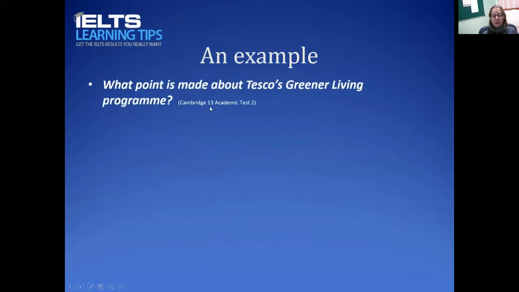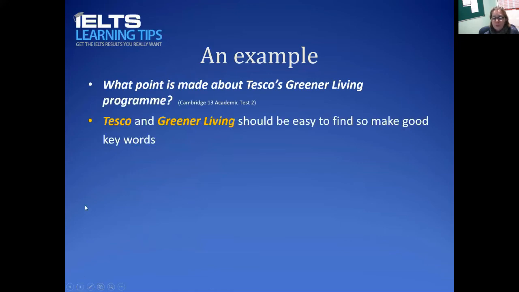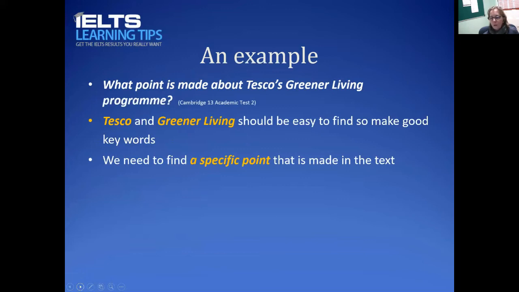Okay, so here's an example. So this is again from Cambridge 13. I know it's in the academic test, and it's reading 3. So what point is made about Tesco's Greener Living programme? Now, Tesco is a brand name, so should be easy to find, and Greener Living is the name of a particular programme, so again, that should be easy to find. So using those two, we can find the place. And we need to find out what specific point is made by the writer in the text about these two things.